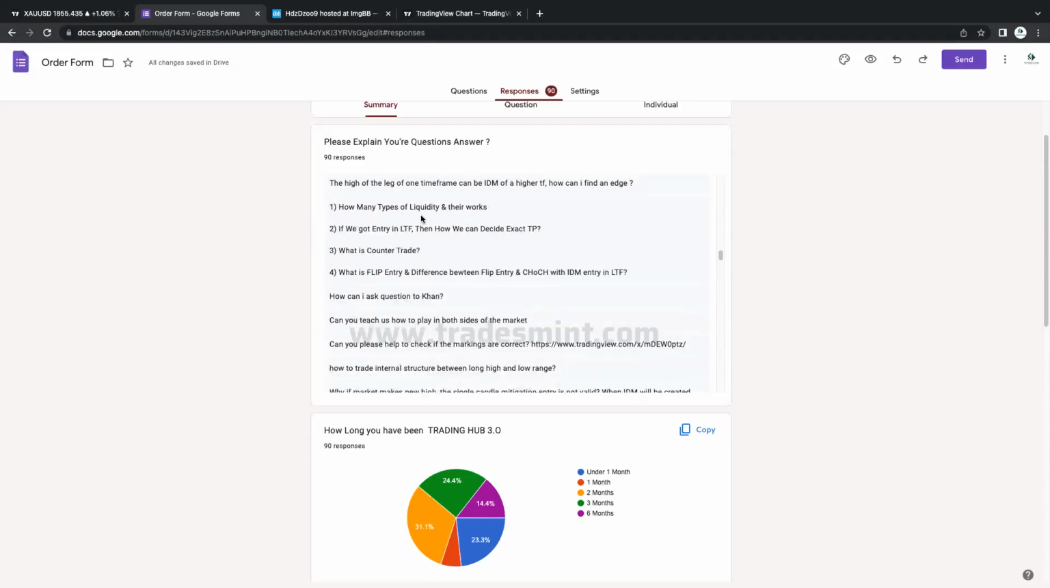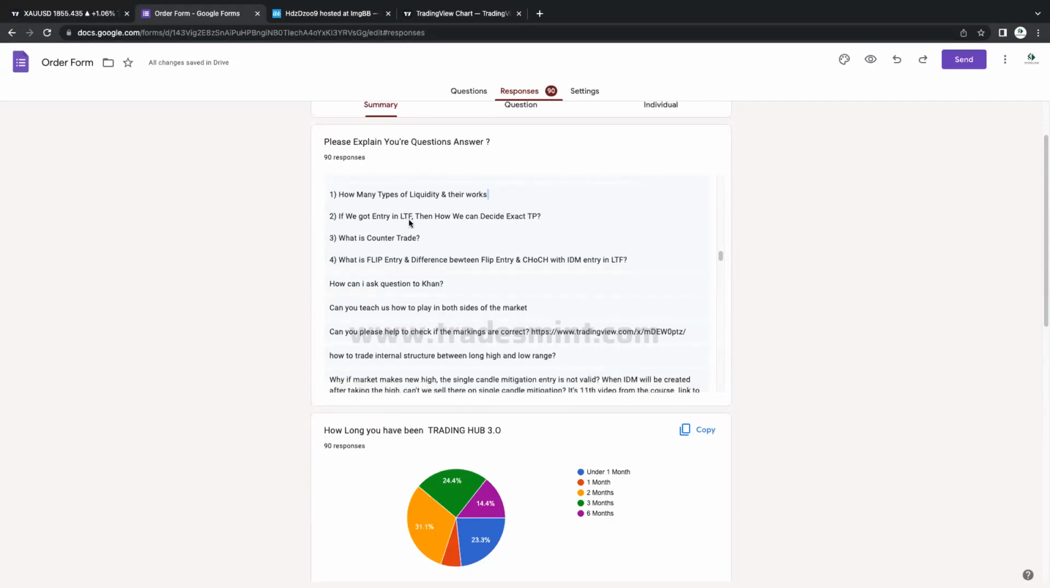The next question, how many types of entry liquidity? There are different types of liquidity, but you have to focus on the main types of liquidity, right? Structure means high, low, session high or low, and trend and liquidity, right? Inducement also. So these are 4 or 5 types of liquidity, and so many types of liquidity are actually available, like order block, as you know, SMT.